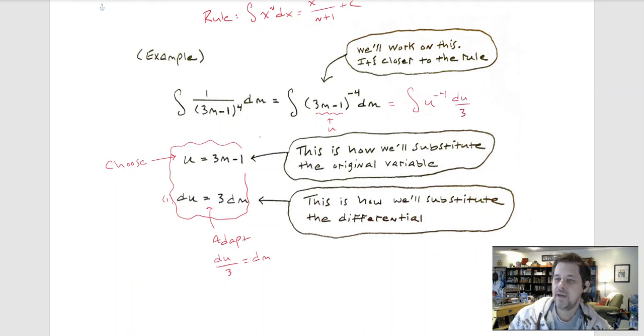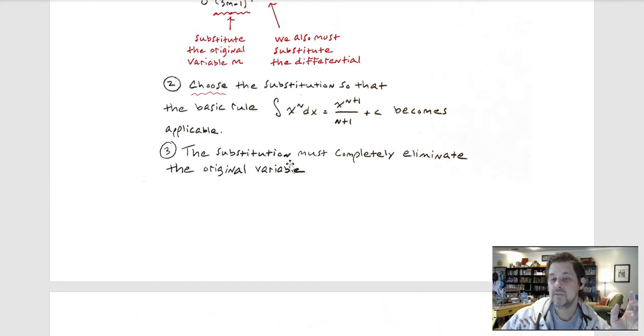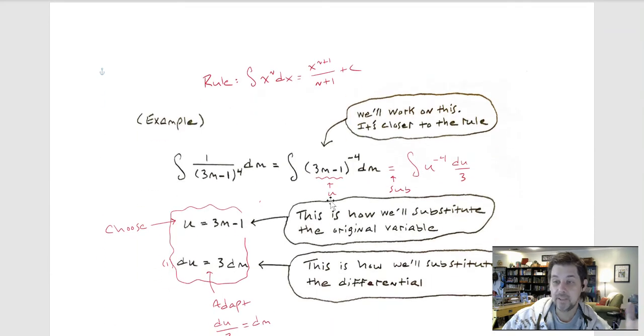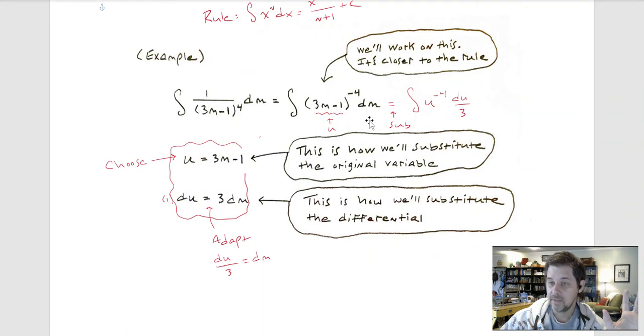Now that completes the substitution. The goal of the substitution was to make this rule applicable, and now it is. The goal also is to completely eliminate the original variable. So if the original variable is m, like that's totally got to go. And so now it's gone. The m's gone. My integral is completely in terms of u.